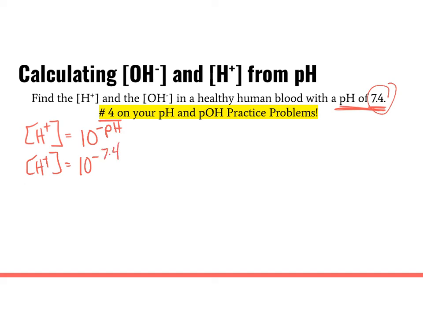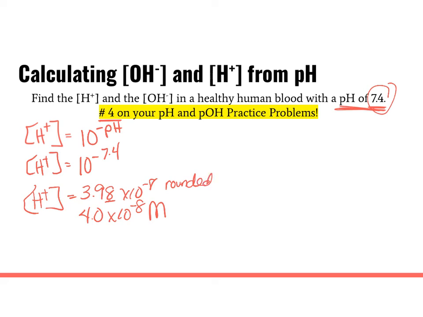And when I calculate that out, my H plus ends up being 3.98 times 10 to the negative 8th. I'm going to round it because I only want to the tenth place. So I'm going to round that up to 4.0 times 10 to the negative 8th molar. So this is just rounded. Okay, so that would be my first answer because I was looking for H plus.